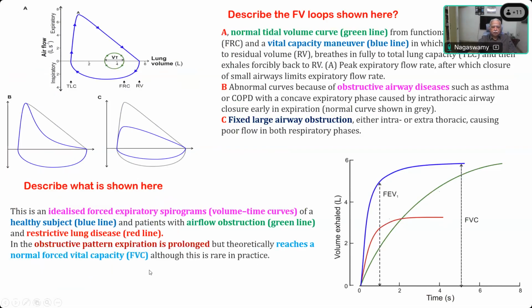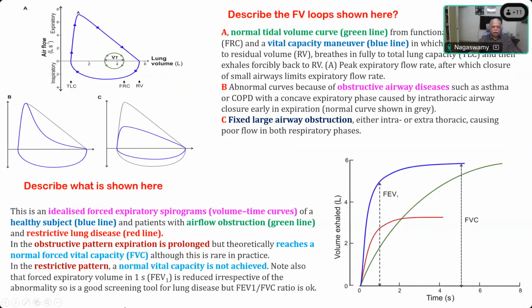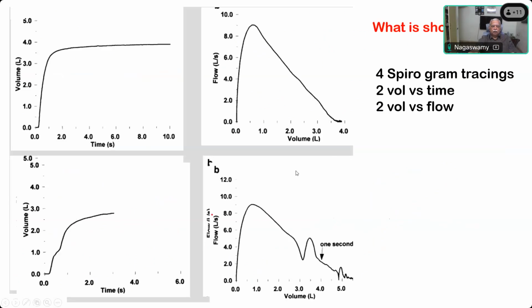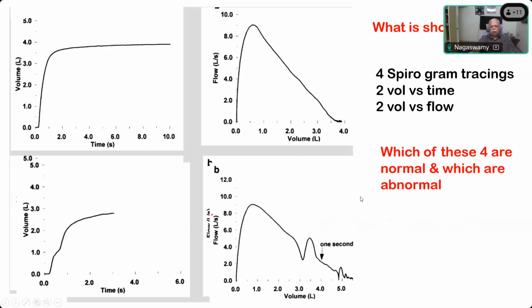So in obstructive pattern, expiration is prolonged and theoretically reaches a normal FVC by taking longer time. And in restrictive pattern, normal vital capacity is not achieved at all. The FVC is not reached. So that is how these three graphs have to be interpreted. Now, these are again the spirograms: two volume versus time and two volume versus flow. These are the volume time, these are the volume flow curves. Which of the four are normal, which are abnormal?